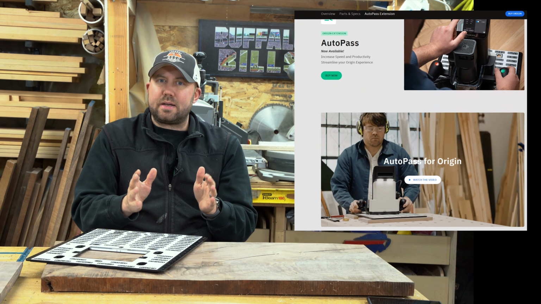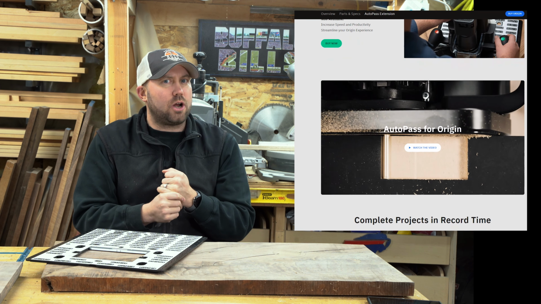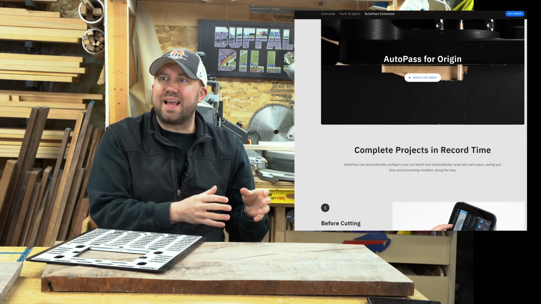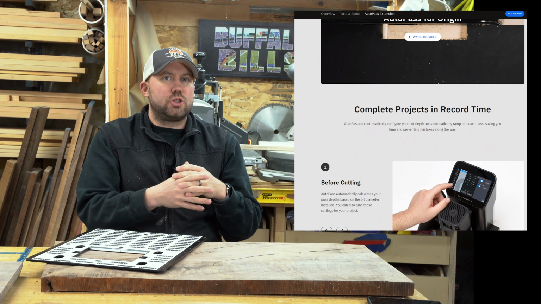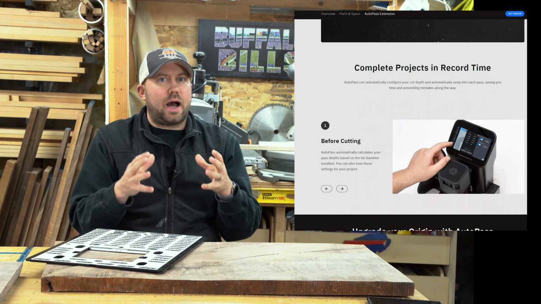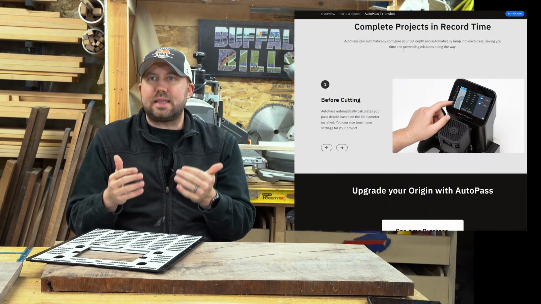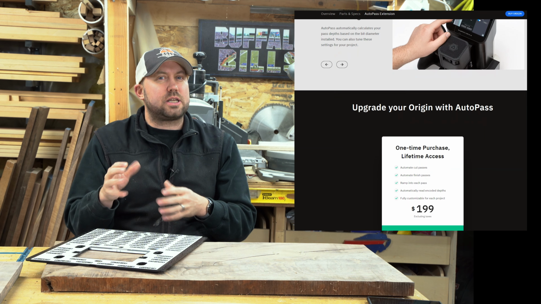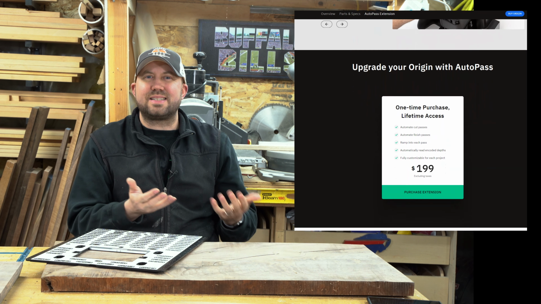So that out of the way, I don't love that pricing model. Additionally, with AutoPass, they're charging $199 for a one-time fee, so it's an upgrade on your Shaper. It makes the Origin so much better, and I highly recommend getting it. I think Shaper Origin should have just included that, because it's such an important upgrade that not doing it seems cheap to me.